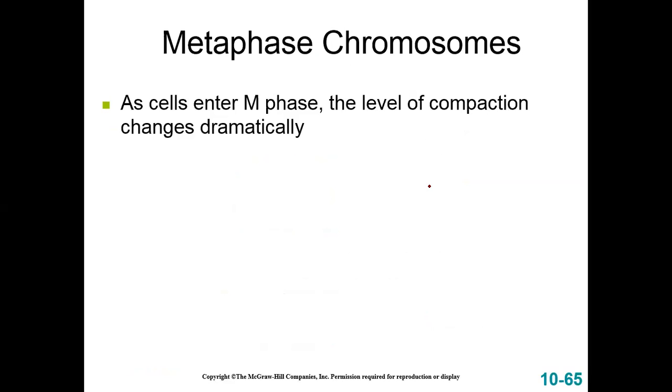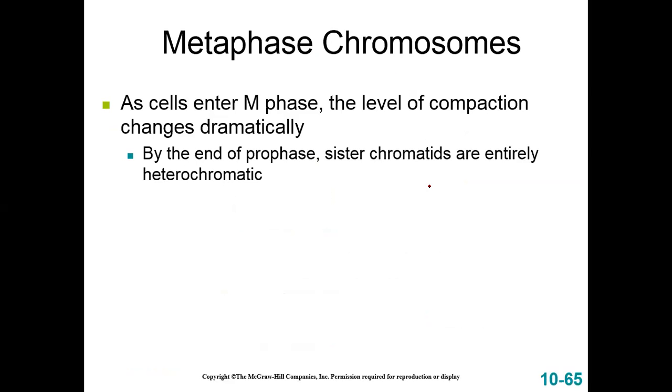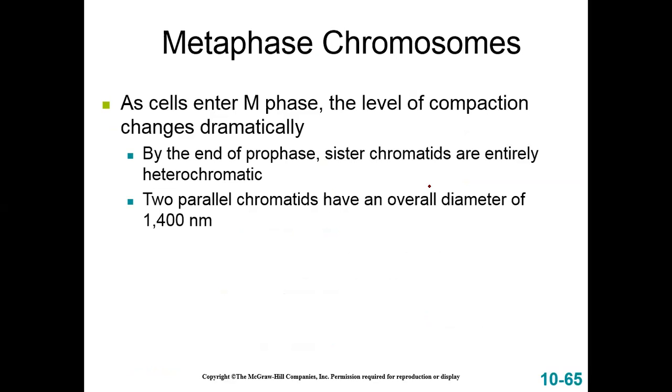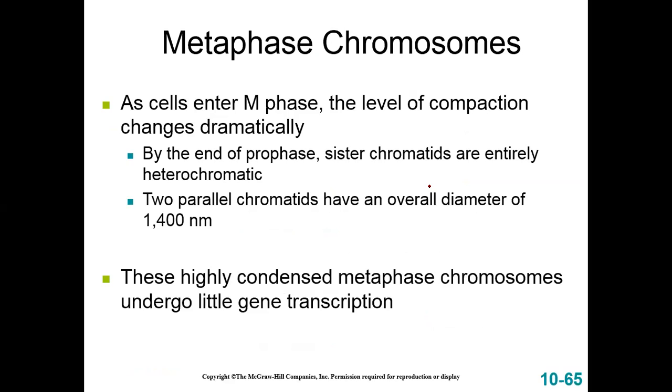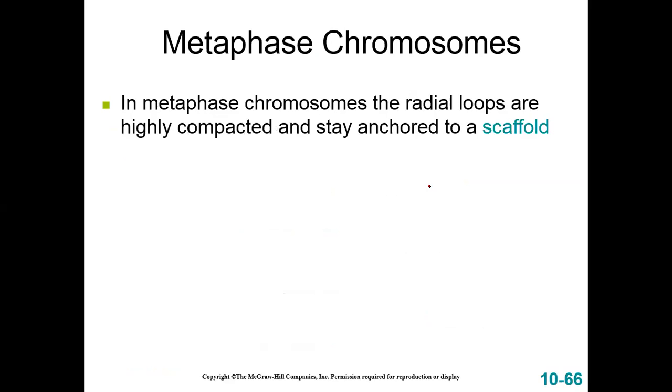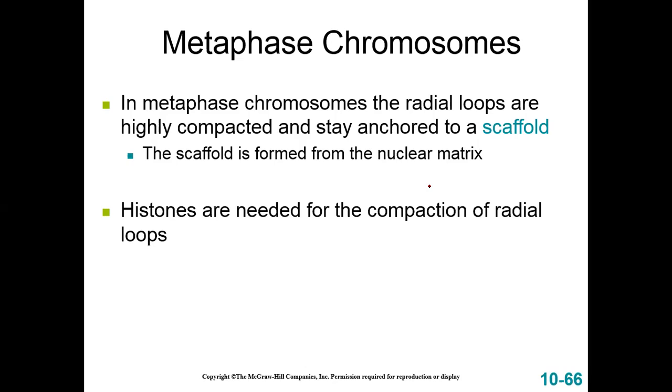Metaphase chromosomes: as a cell enters prophase, the level of compaction changes dramatically. By the end of the prophase, sister chromatids are entirely heterochromatic. Two parallel chromatids have an overall diameter of 1400 nanometers. These highly condensed metaphase chromosomes undergo little gene transcription. In the metaphase chromosome, the radial loops are highly compacted and stay anchored to a scaffold. The scaffold is formed from the nuclear matrix. Histones are needed for the compaction of the radial loop.